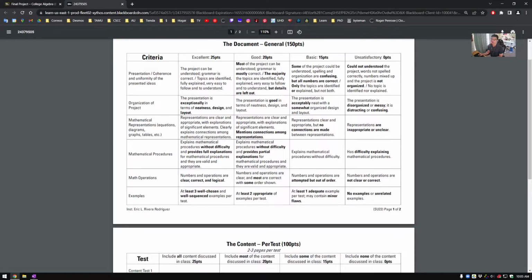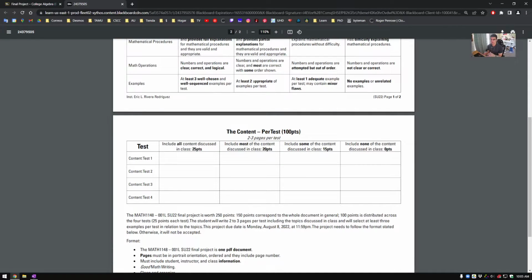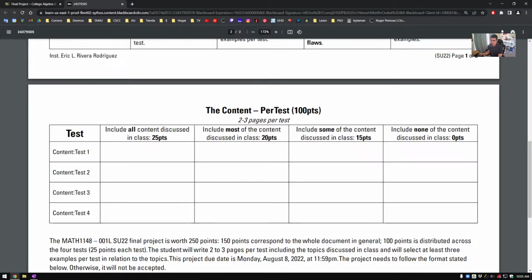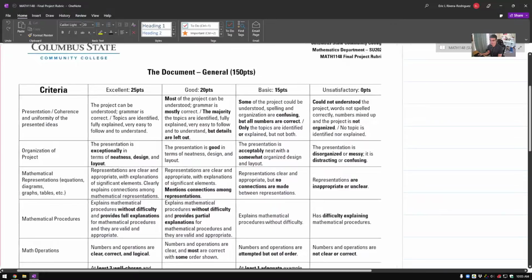And I'm going to evaluate your project on two main components. In general, the document itself, that is taking into consideration the whole document. And I'm going to be evaluating the content per test that is going to be included in your project. So each test content is worth 25 points. In total it is 100 points. For the document in general, I might use this. I think this is better.